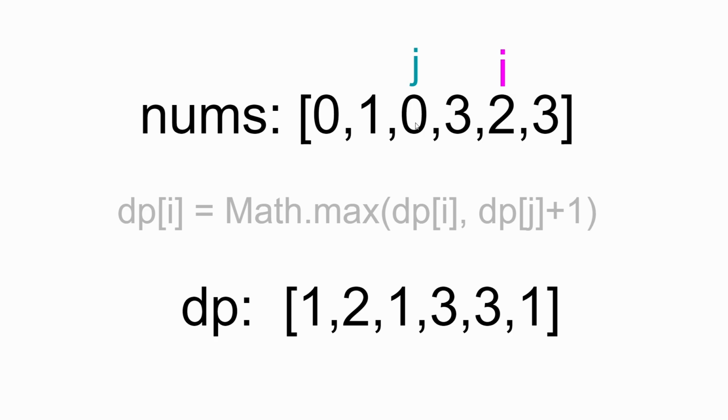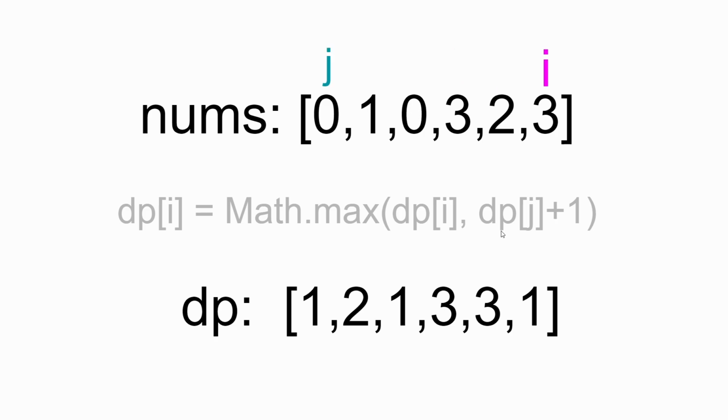Okay, same process. Is 2 greater than 0? Yes. We go inside this loop. We're now here, and then we say, what is greater, dp at I, which is 3, or dp at j plus 1, which would be 2? Well, 3 is still greater than 2, so we can just skip this one. Next step, is nums at I greater than nums at j? No. So we're going to increment I.